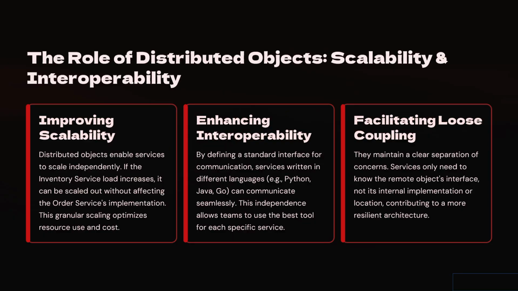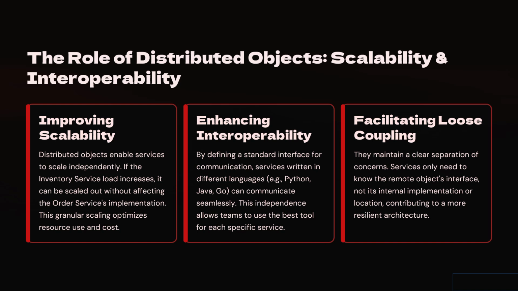Okay, the role of distributed objects: scalability and interoperability. Improving scalability, distributed objects enable services to scale independently. If the inventory service load increases, it can be scaled out without affecting the other services' implementation. This granular scaling optimizes resource use and cost.